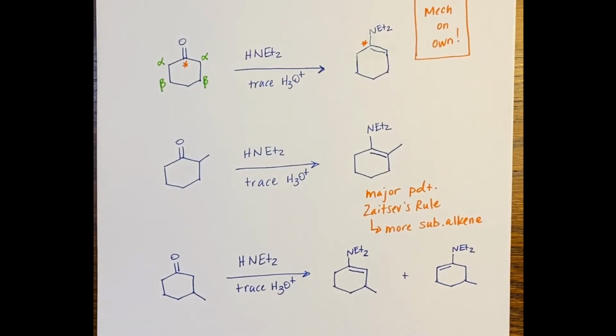These 2 products are different, and because my alpha carbon in each case has 2 protons, I don't have a difference in the substitution of the double bond, so I will see both products form out of this reaction. On an exam, if I were to ask you to predict the products of a reaction like this one, you would be expected to predict both products out of this reaction.